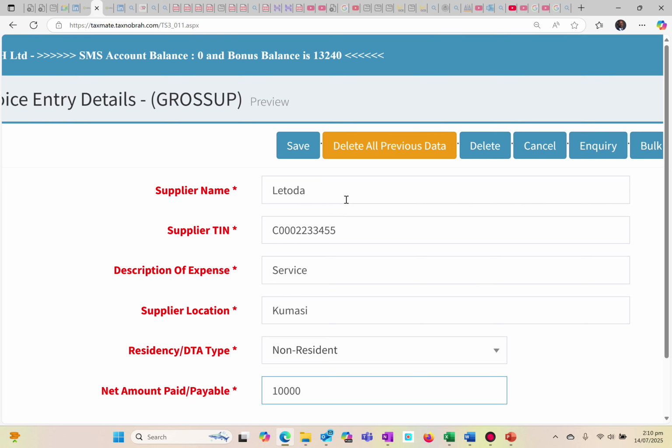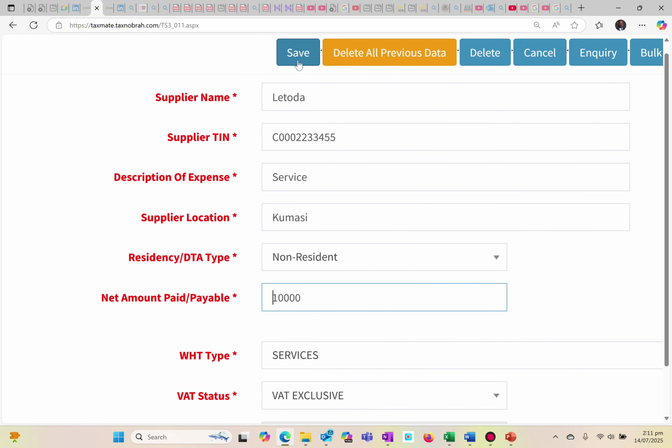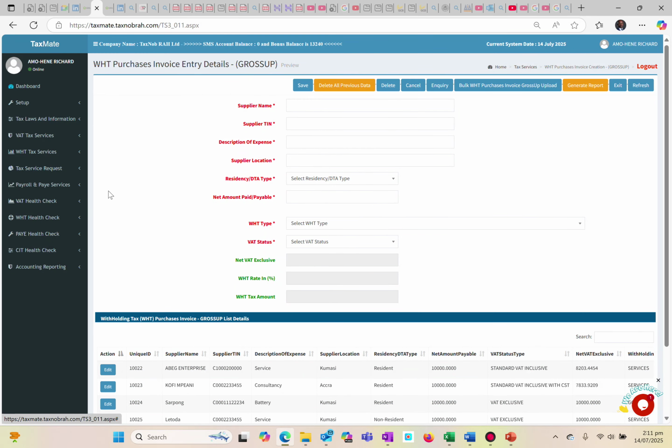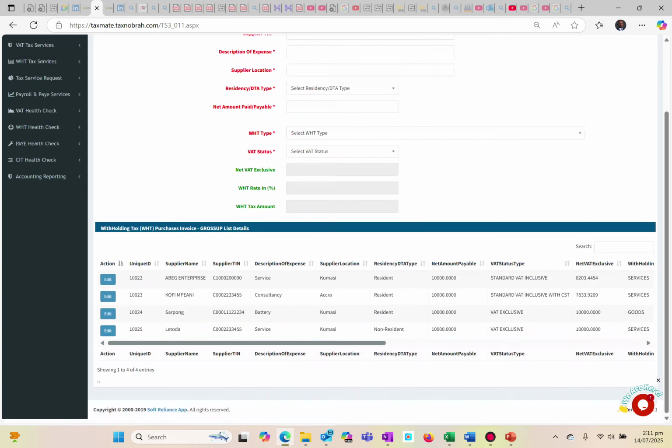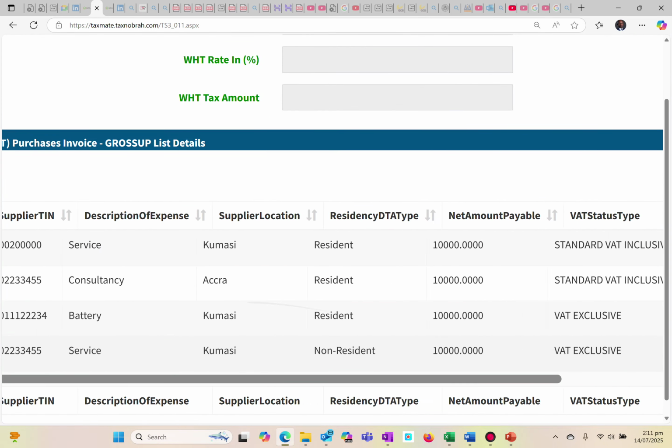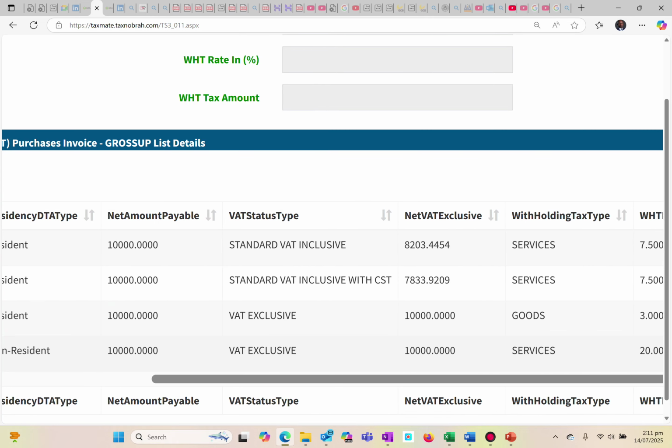This is for the individual. We will do the bulk upload as well, and we see how it's going to behave. So we're going to have this over here and save. We have saved this as well, and we can go back and check. This is what we have over here. All that we entered is down here. The 4 transactions that we did for gross up are all here.